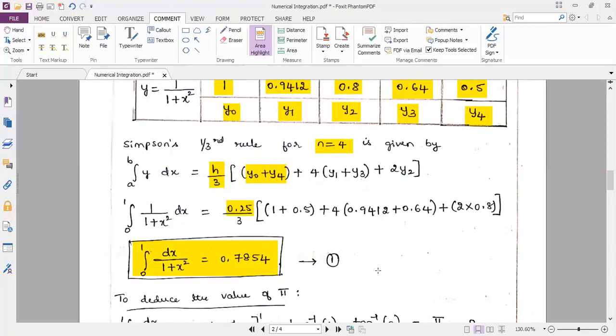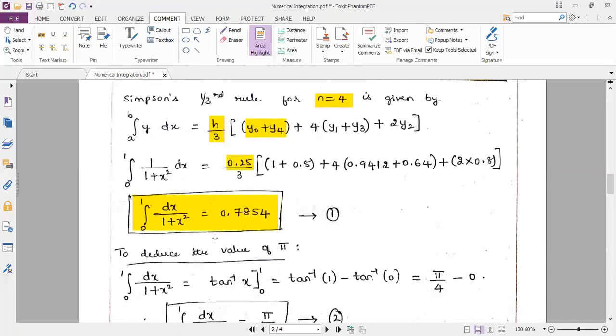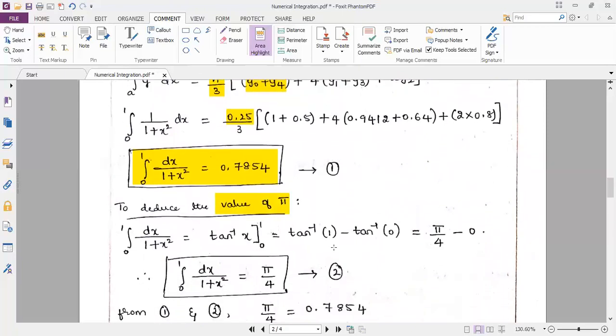The question also says to obtain an approximate value of pi. In order to deduce an approximate value of pi, we do perform the normal integration. So integration of 1 divided by 1 plus x square is tan inverse x. Applying the limits between 0 to 1, we obtain tan inverse 1 minus tan inverse 0. Tan inverse 1 is pi by 4 minus tan inverse 0 is 0. So we get integration 0 to 1 dx divided by 1 plus x square is equal to pi by 4.